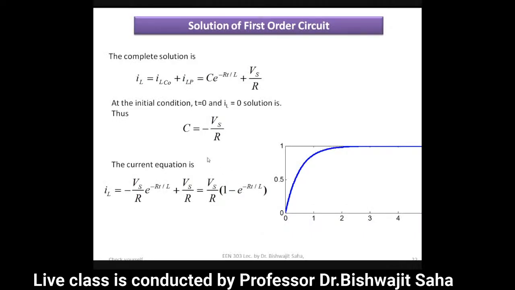Here, if you look at this initial condition, then we found the constant value, minus Vs over R. Understand, everybody? Look at the constant finding method. Check yourself.